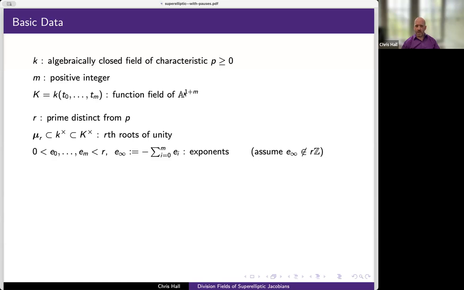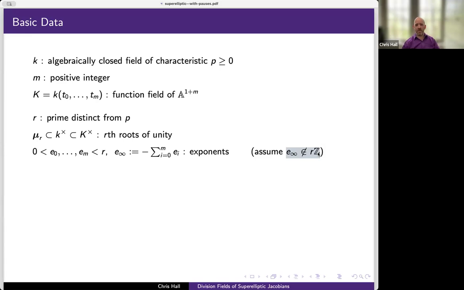And then I'm going to fix some exponents. And you'll see why I call them exponents in a moment. What I really want to highlight for you is that they're somewhere strictly between 0 and r. And since r is prime, this means they're coprime to r. And then there's some other second thing that stays hidden for a little while. I'll show you where it comes out later on. But all I'm really going to do is add up those extra integers. There's some little negative sign that comes up later on. But the main thing I do want to do is sneak in an assumption, which is that E infinity is actually coprime to r. So that's tiny.